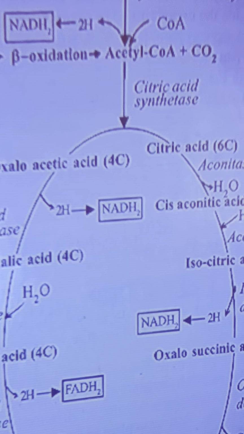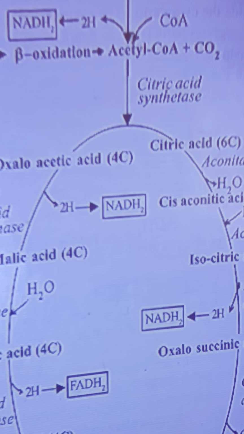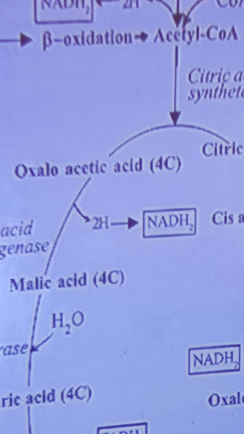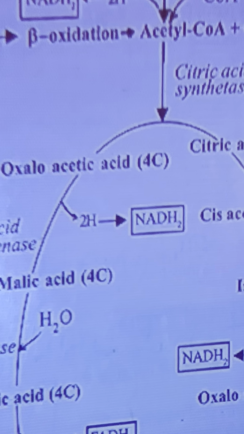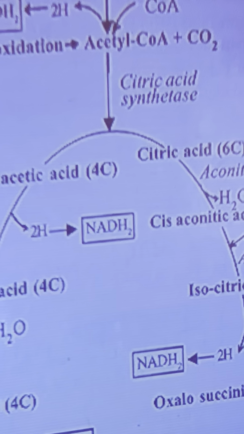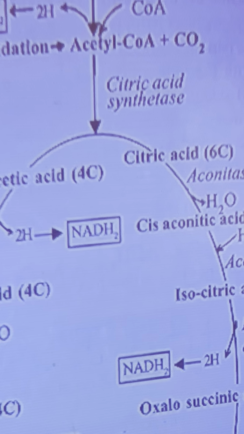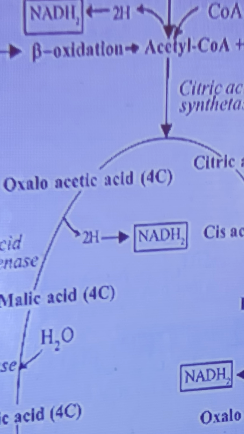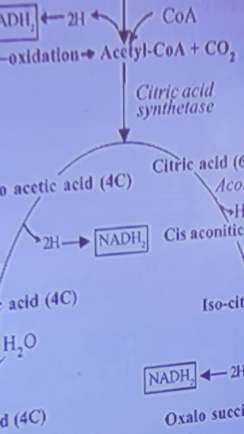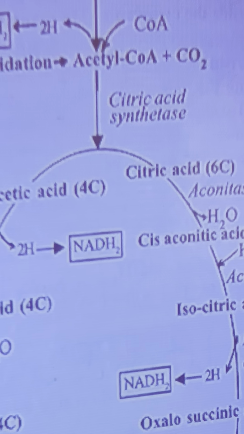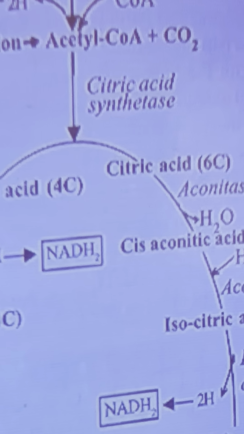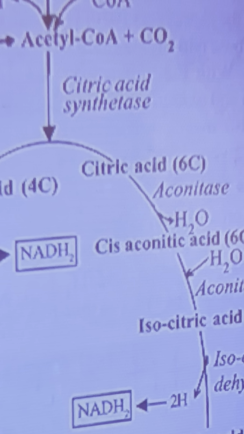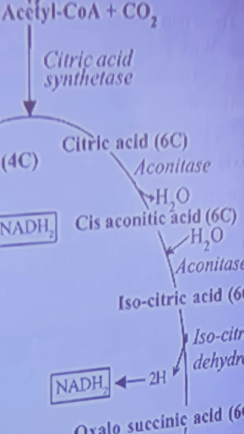Here what happened? This acetyl CoA combines with oxaloacetic acid, 4 carbons containing oxaloacetic acid, and it forms citric acid. So acetyl CoA 2 carbons, oxaloacetic acid 4 carbons, 4 plus 2, 6. So here the first stable product, citric acid, is formed. That citric acid contains 6 carbons.